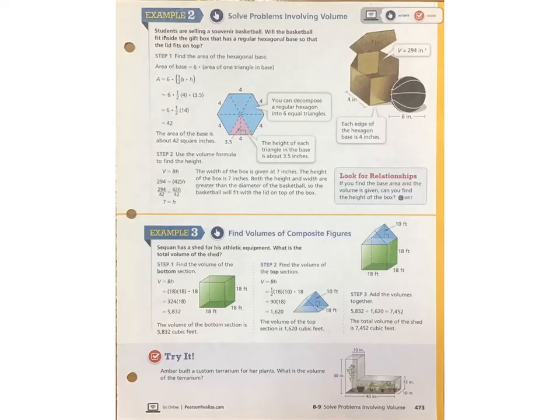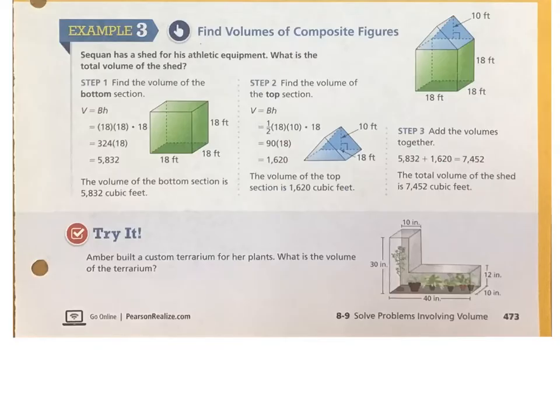We're going to skip example 2, so you can cross that out, and we're going to move on to example 3. Example 3 asks us to find volumes of composite figures. Finding the volume of a composite figure is going to work in a similar fashion to finding the surface area of a composite figure. If you separate the figure into its individual parts, you can find the volume of each part and then add the results back together.